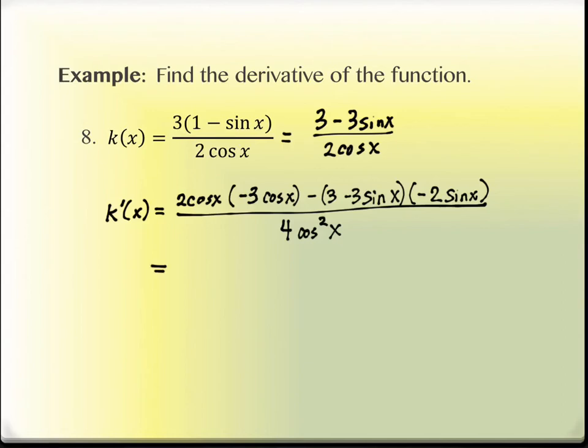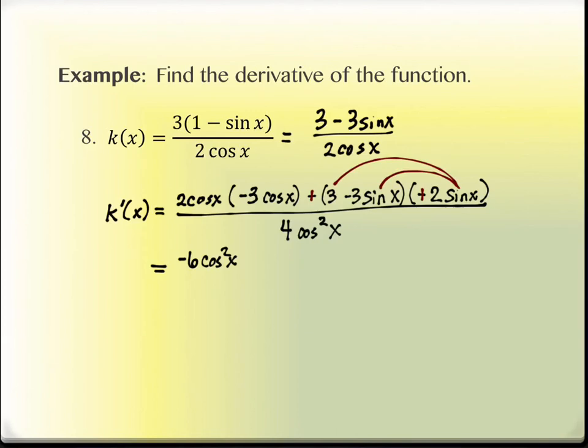So I have 2 cosine x times negative 3 cosine x. What will that give me? Negative 6 cosine squared of x. Perfect. And then on the second piece, there's a negative on the outside that needs to be distributed. I've also got a negative 2 sine x to distribute through. So I'm trying to distribute 2 negatives, right? So we're not going to do that, because the negative times the negative is a positive. So I don't need to distribute a negative through. But I will distribute the 2 sine x through, like this.